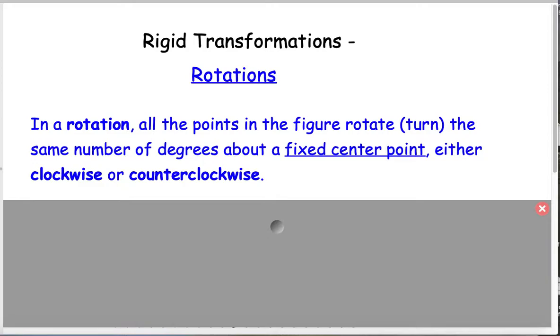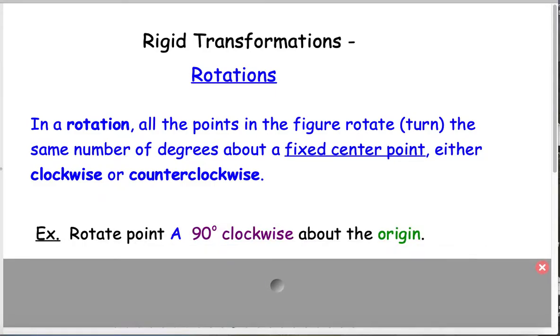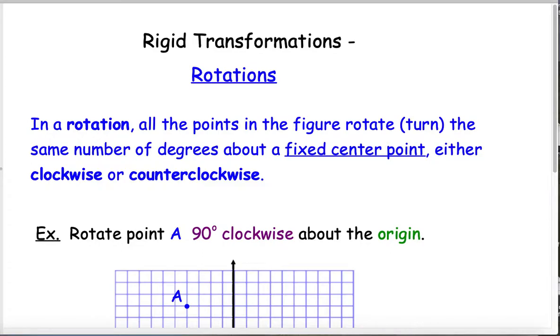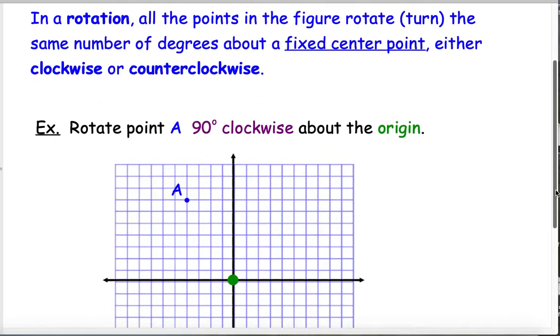In a rotation, all the points in the figure will rotate, or turn, the same number of degrees about a fixed center point, and we're going to rotate either clockwise or counterclockwise. So let's look at an example. And all the problems we're going to do are rotations about the origin.